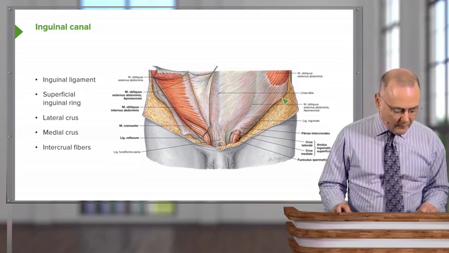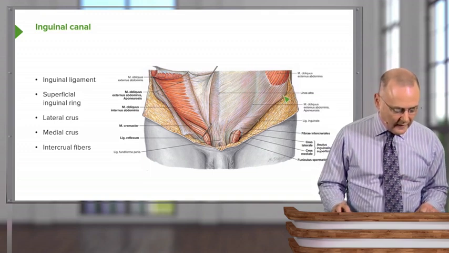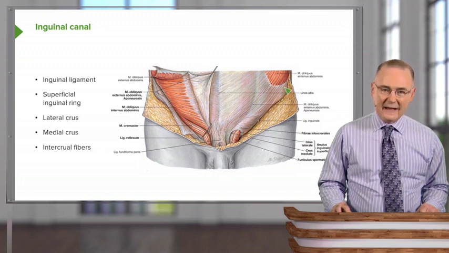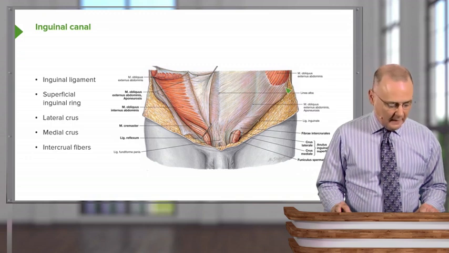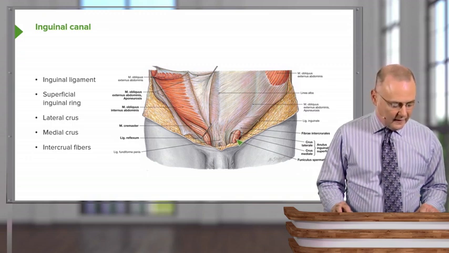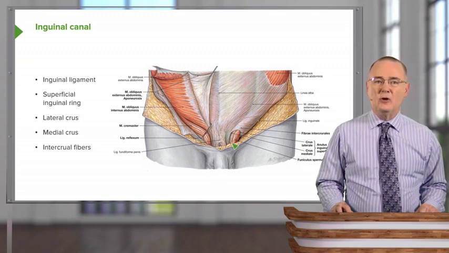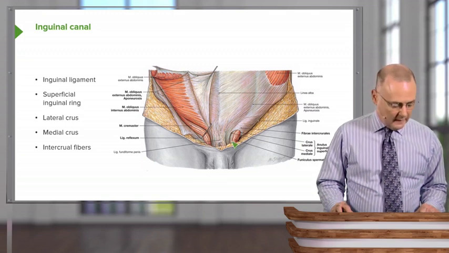The inguinal ligament is the inferiormost aspect of the aponeurosis of the external abdominal oblique, and we see that inferior margin running along here. It attaches laterally and superiorly to the anterior superior iliac spine, and then its medial inferior attachment would be to the pubic tubercle.